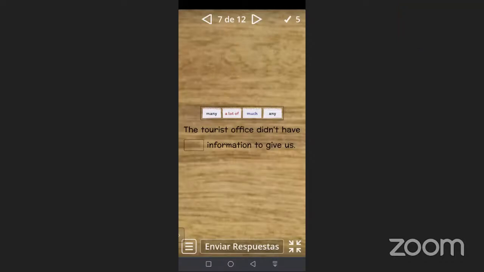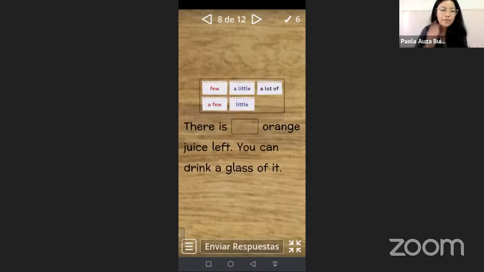The tourist office didn't have much information to give us. What do you think? Much? All right. Great job. Next.